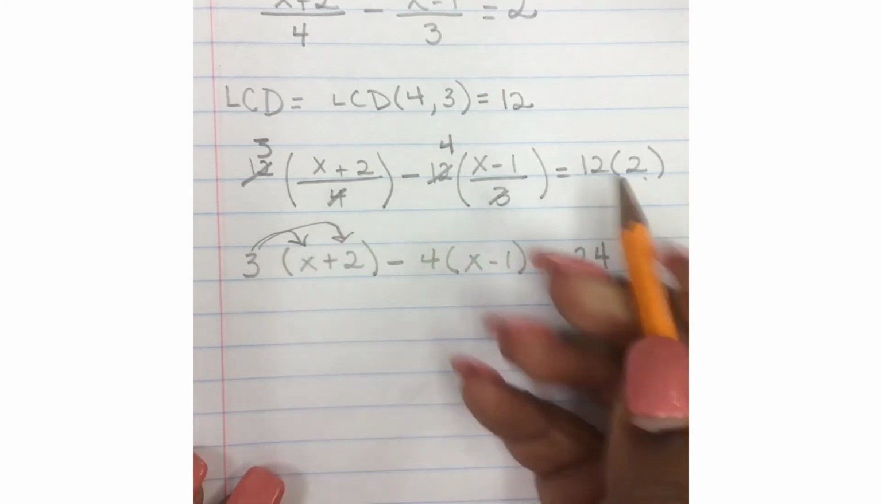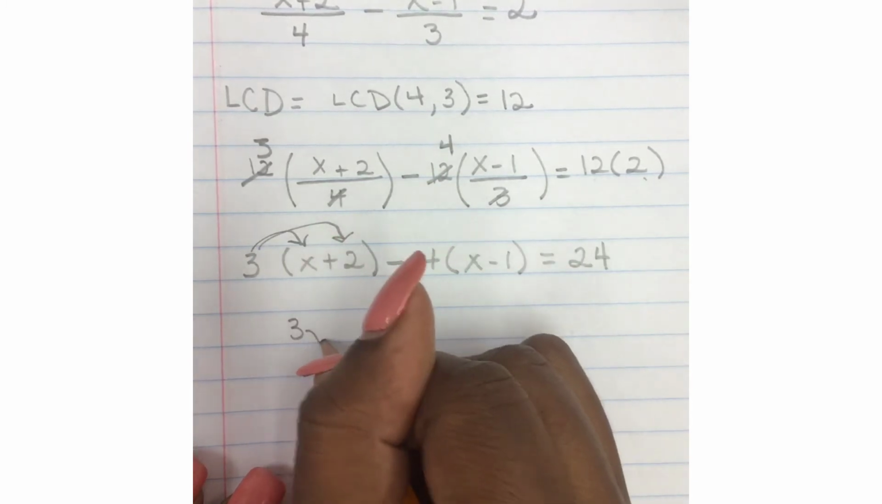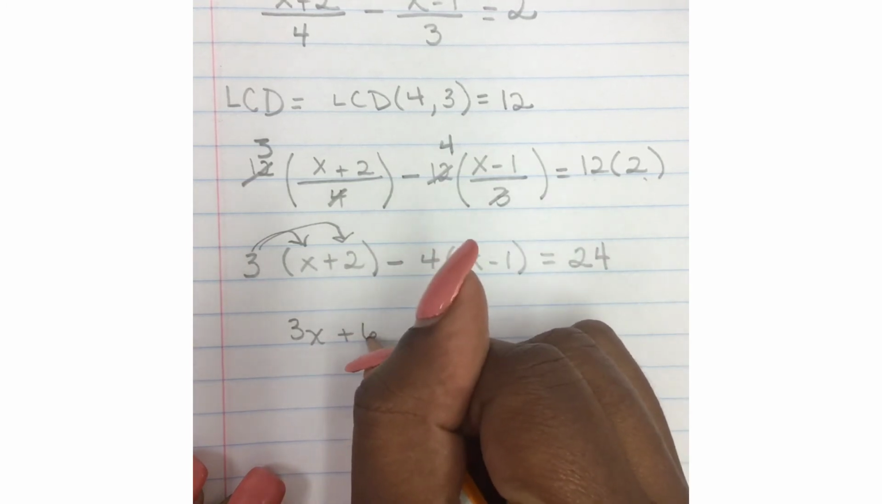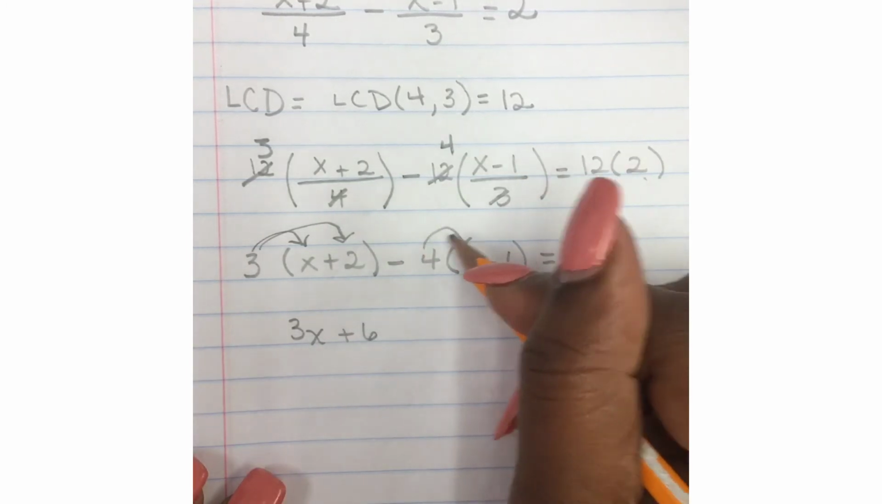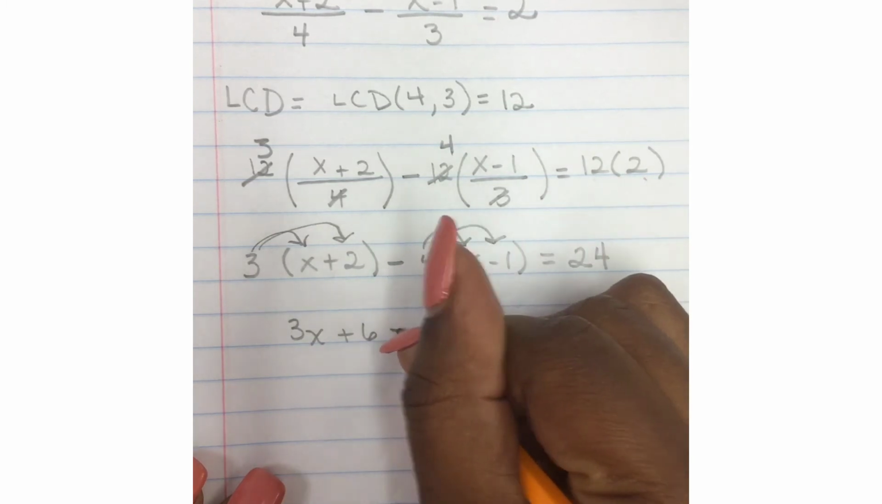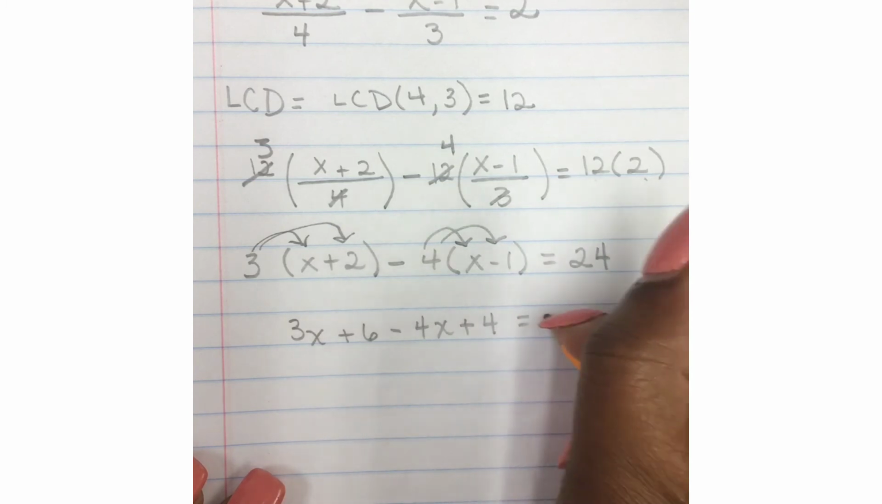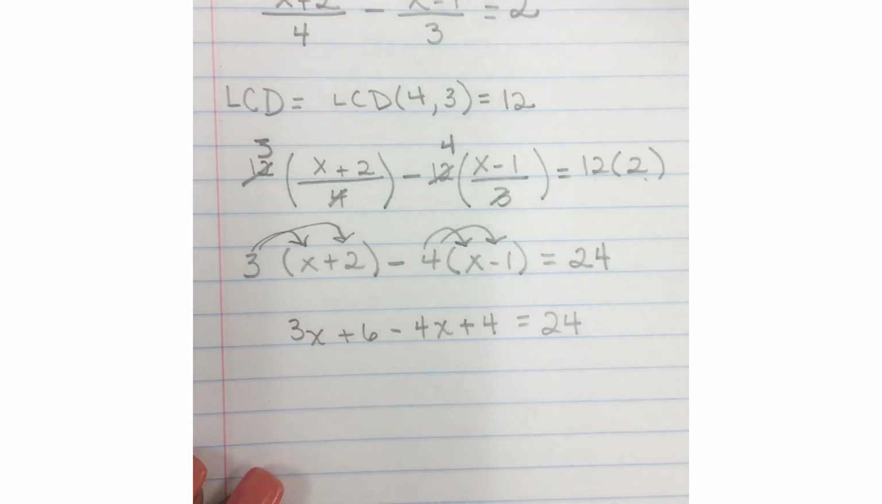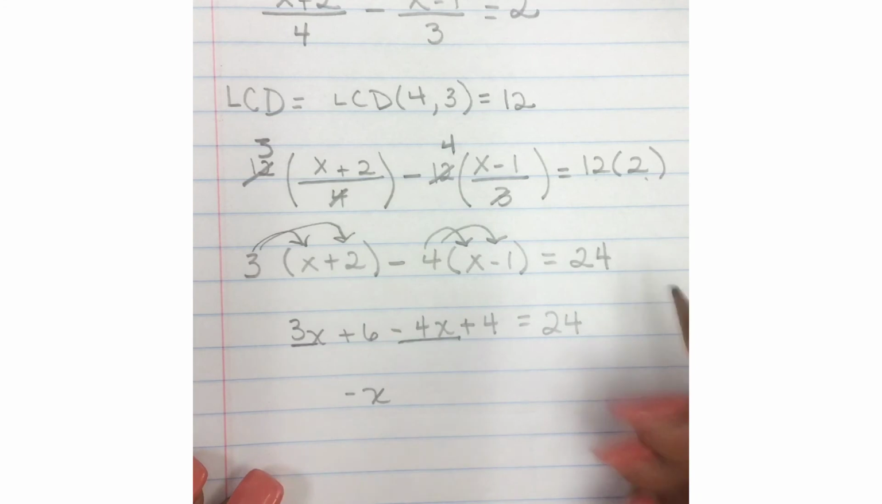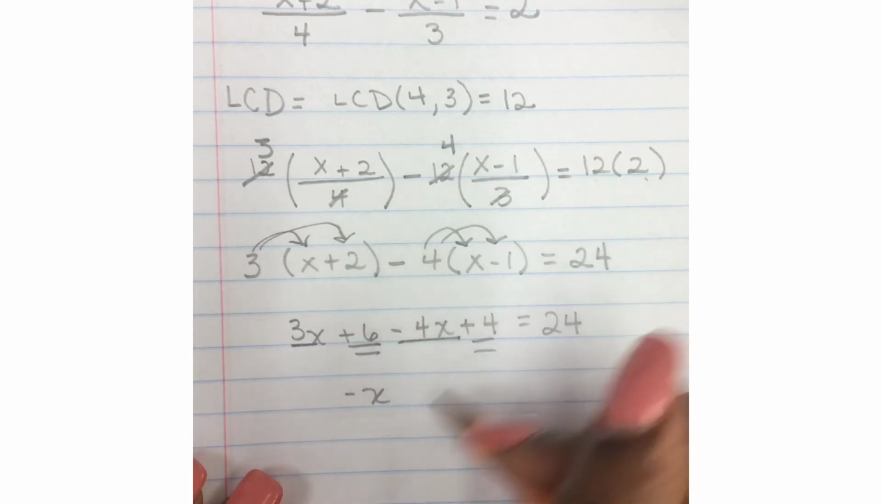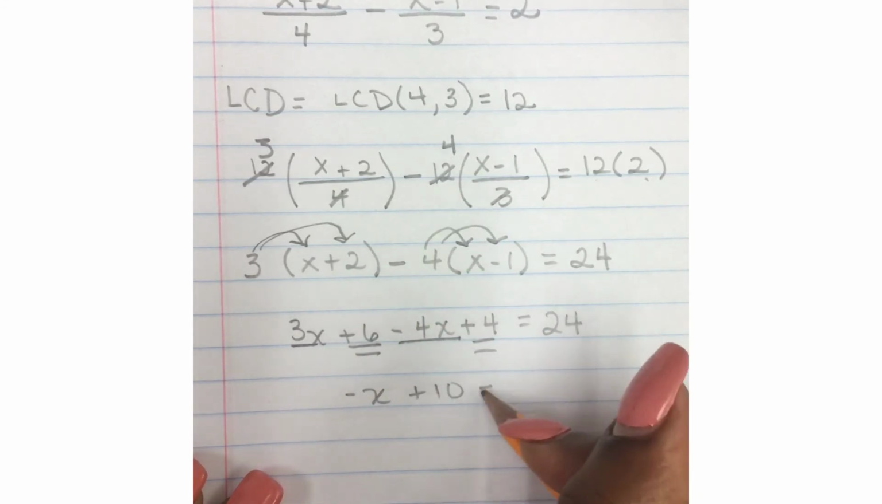So 3 times x is 3x. 3 times 2 is plus 6. We have to distribute minus 4. And we get minus 4x plus 4 equals 24. If we look at the left side, we could combine some like terms. 3x minus 4x is minus x. 6 plus 4 is 10. And that's equal to 24.